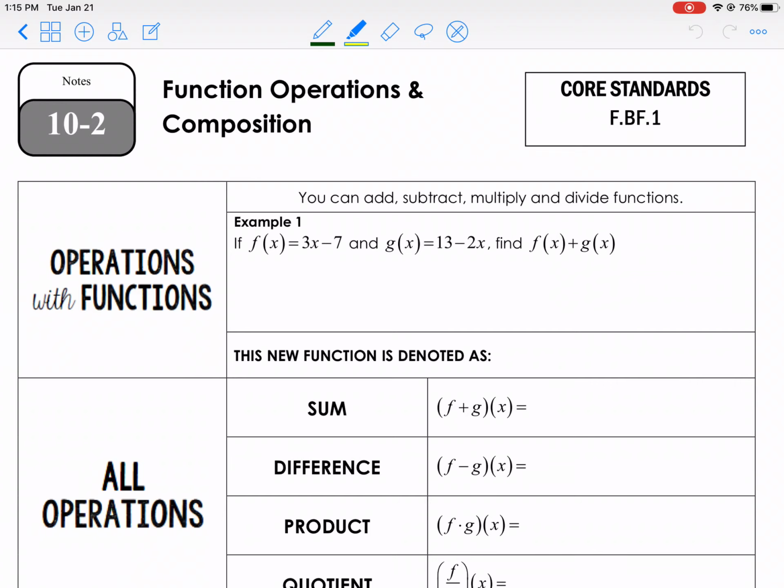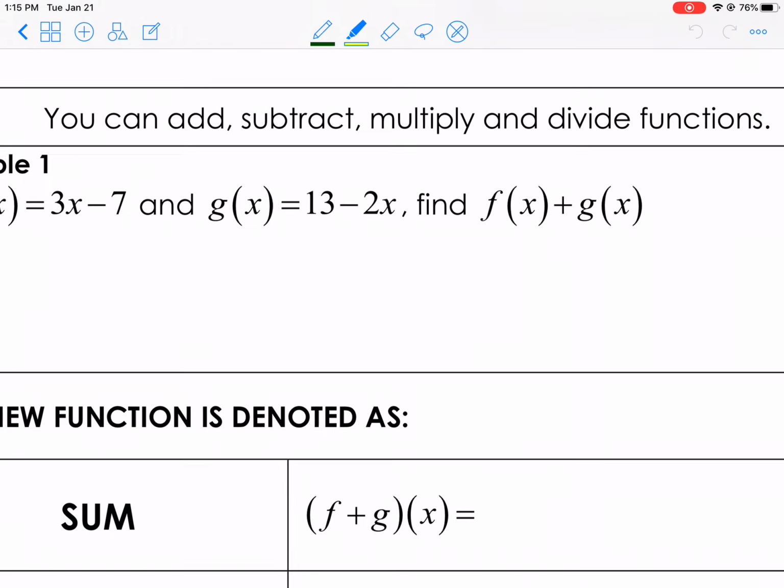Okay, lesson 10-2, function operation and composition. So we've been evaluating functions, where we plug in some value to see what answer we get out, but now we're going to add, subtract, multiply, and divide functions, actual functions.